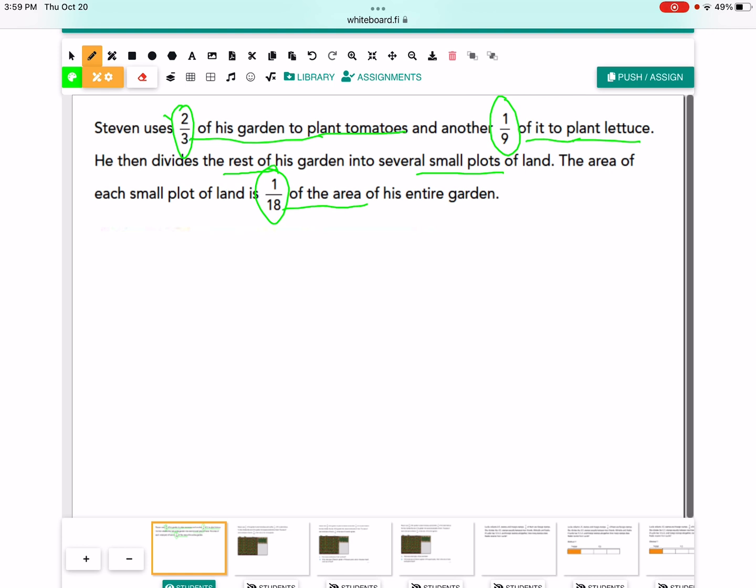So I want to ask you to do two things. The first thing I would like you to do is to try and sketch out a picture in your brain about what this might look like if you looked at the garden from above. And the second thing I want you to ask yourself is, how are these denominators related? Is there any relationship at all between the thirds, the ninths, and the 18ths that you might be able to use to your advantage in this particular drawing?